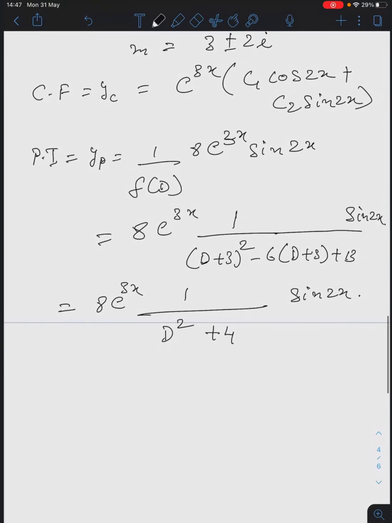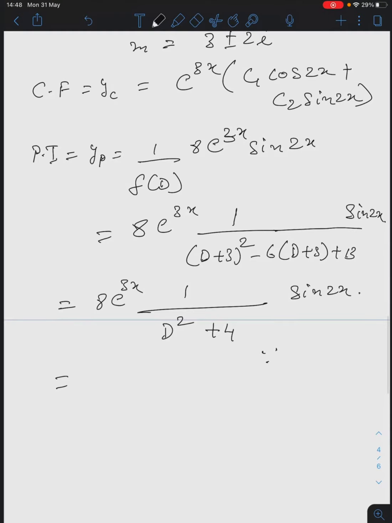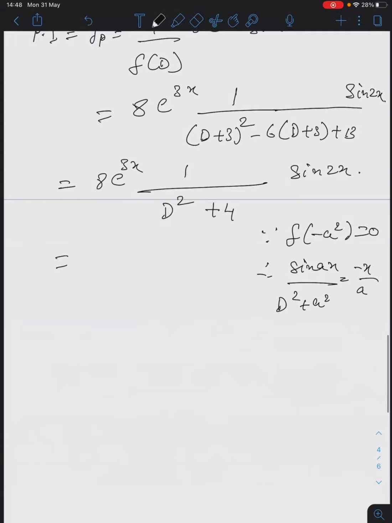Now how to find the particular integral of 1 by d square plus a square on some function sine 2x? d square needs to be replaced with minus 2 square. So minus 2 square will be minus 4, plus 4 will become 0. So that formula cannot be applied directly. You remember this thing or not? Since f of minus a square is equal to 0, therefore sine ax by d square plus a square is nothing but minus x by 2a into cos ax.